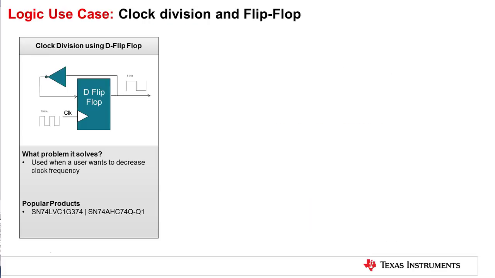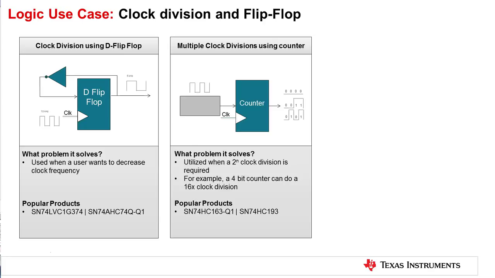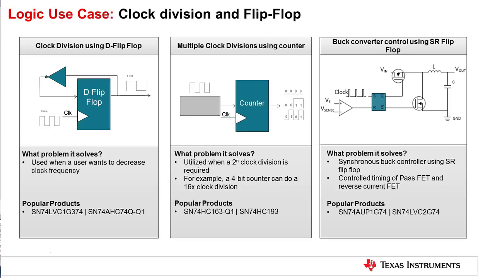D flip-flops can be used for dividing a clock frequency by 2 by connecting the Q bar output back to the D input. A counter can be used for 2 to the power of n clock division using a similar concept. For example, a 4-bit counter can be used for 2 to the power of 4, or 16x clock division.